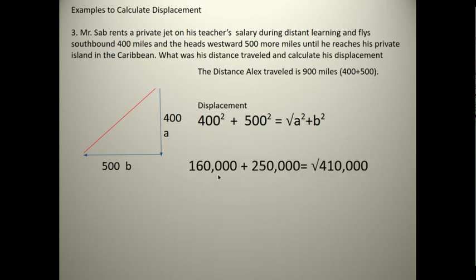So we got 160,000, which is the 400 squared, 400 times 400, plus 250,000, which is my 500 squared. So when I add those two up, that's going to give me 410,000 miles. But I want the square root. The square root is going to actually give me my displacement from where I took off to where I landed at my own private island on my teacher's salary. I wish. So the displacement, even though my plane flew 900 miles, I was actually only 640.31 miles from where I needed to go.